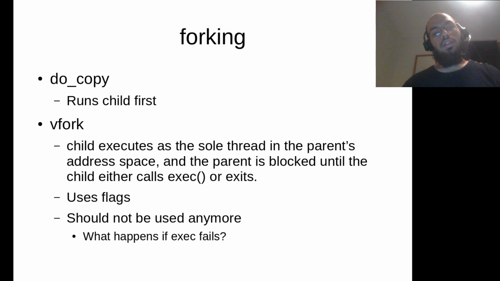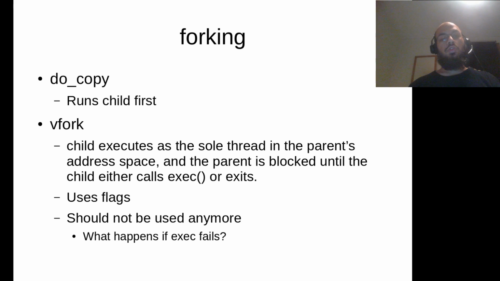It starts with the child executing as the sole thread in the parent's address space, and the parent is completely blocked until the child either calls exec or exits. So using vfork, you start the child and the parent gets blocked and cannot run until the child calls exec, and then the child spawns the new program, or the child exits, and then the child has gotten sole control over the parent's address space and the parent's task struct. Okay, and this should be used seldom.